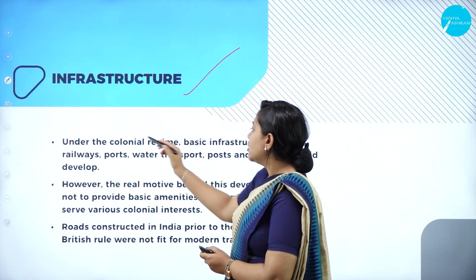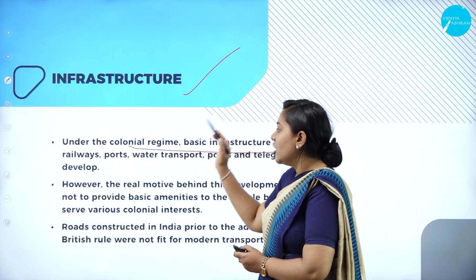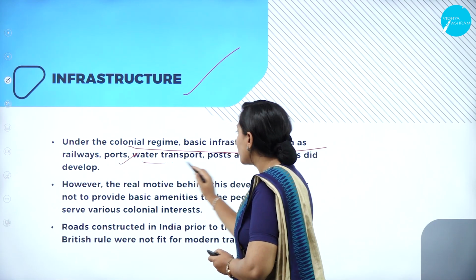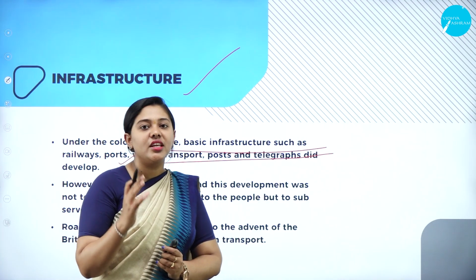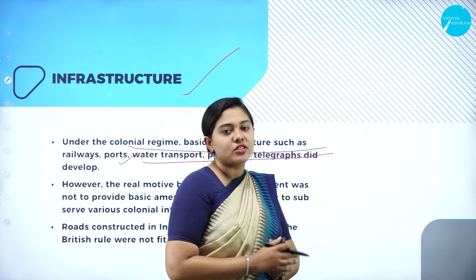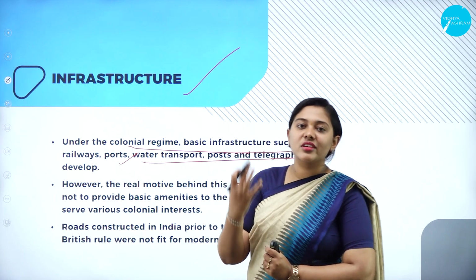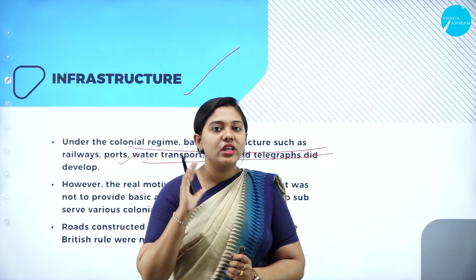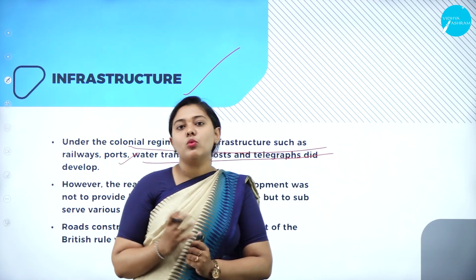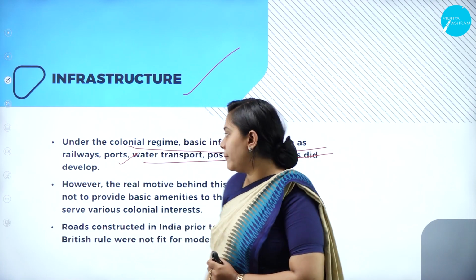So, under the colonial regime, basic infrastructure such as railways, ports, water transport, post and telegraph did develop. We can see only a few of the infrastructure. Railways were there, ports were there, then water transportation we can see, telegraph we can see, only posts. There was no email, there was no internet that we are using today. So that was the situation during the colonial period.